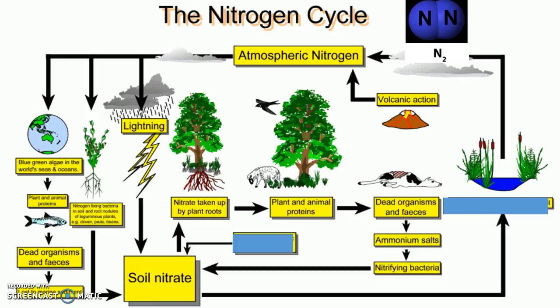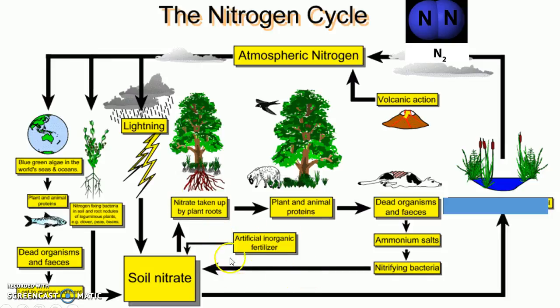Nitrifying bacteria, right? Again, the bacteria in the soil will go back and convert this nitrogen again into soil nitrates. So you can see here that the cycle, right, continues round and around.